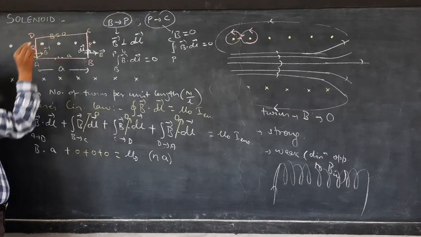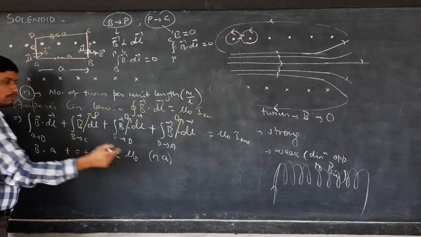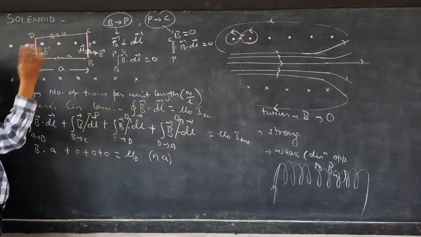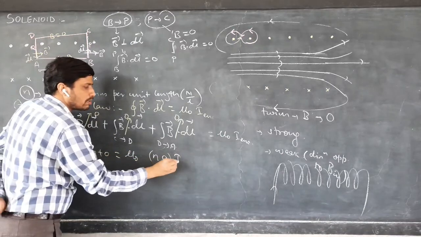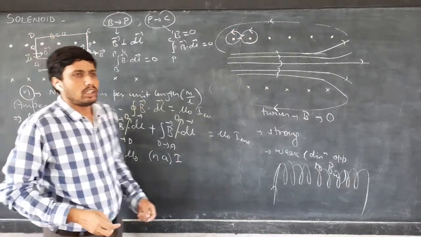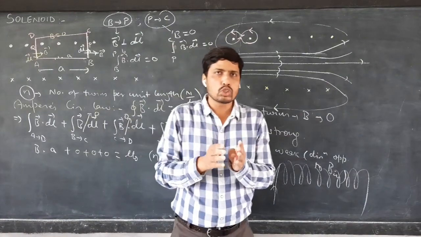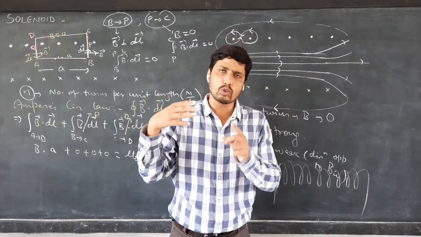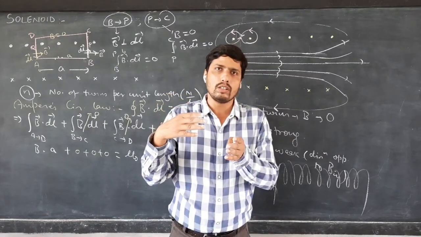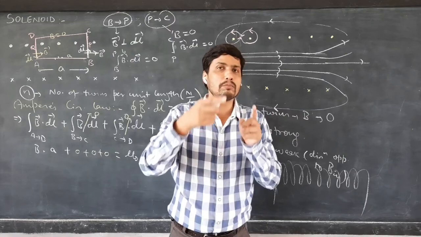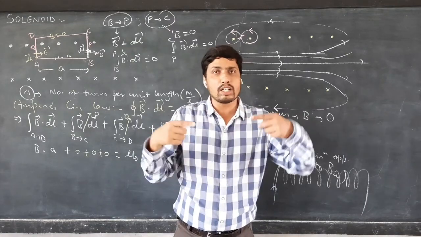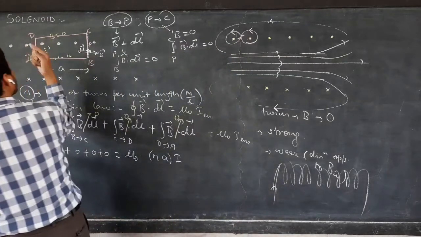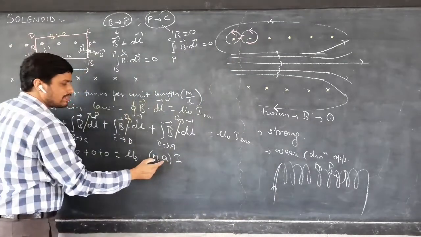In one turn, current comes out once. The number of turns is na. So how many times will I come out? na times. So I'll multiply this with I. So B dot dl is mu naught times I enclosed. I enclosed is the total current. If current crosses a surface more than once, which surface? That surface which is enclosed by the Amperian loop. Then you have to add them. And if the currents are entering in opposite directions, they can also cancel. But because here all of them are dots, we will add them. So it becomes na into I.